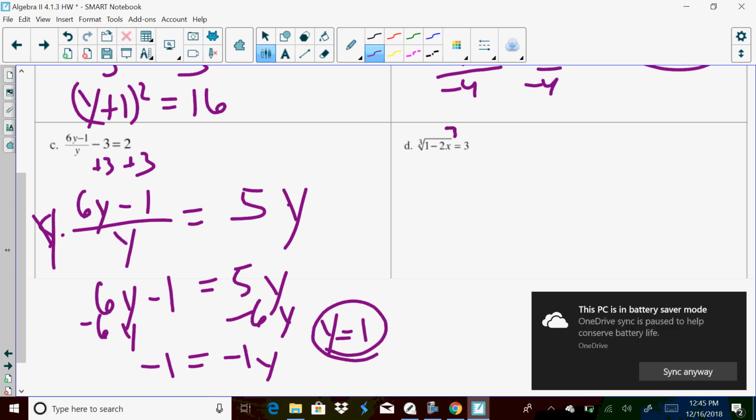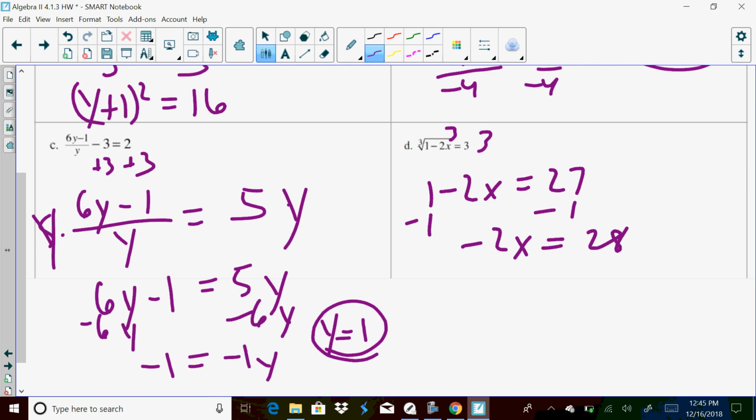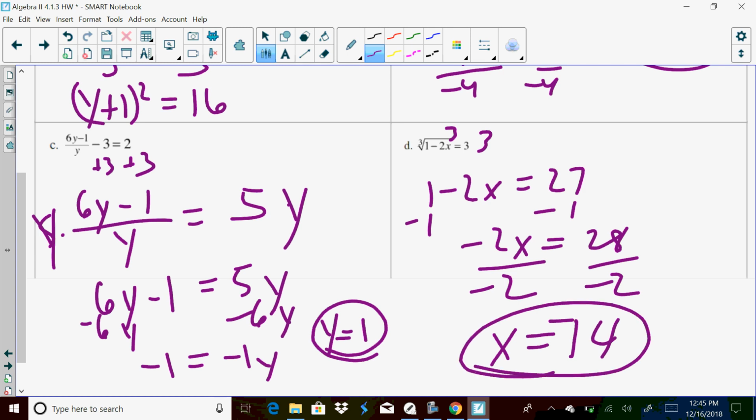This one, I have to cube both sides. So I get 1 minus 2x equals 27. So I get negative 2x equals 28. So I get x equals negative 14. Sorry, go back to that one.